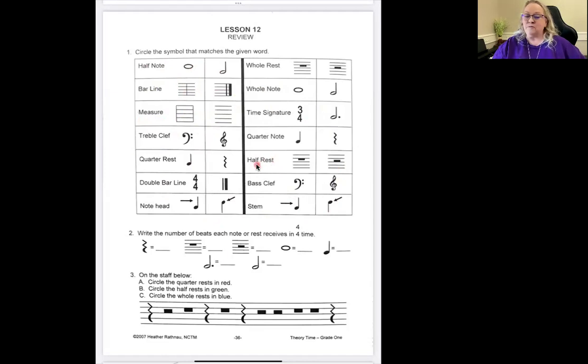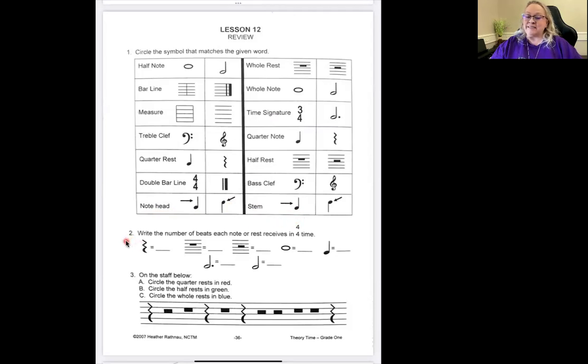How do you tell the difference between a half rest and a whole rest? Which one's which? If you don't know, send me a message. I'll be sure to show you some little easy tips and tricks so you'll never make the mistake again. Make sure you know the difference between the note head and the stem. There's some easy tricks to help you understand these things.